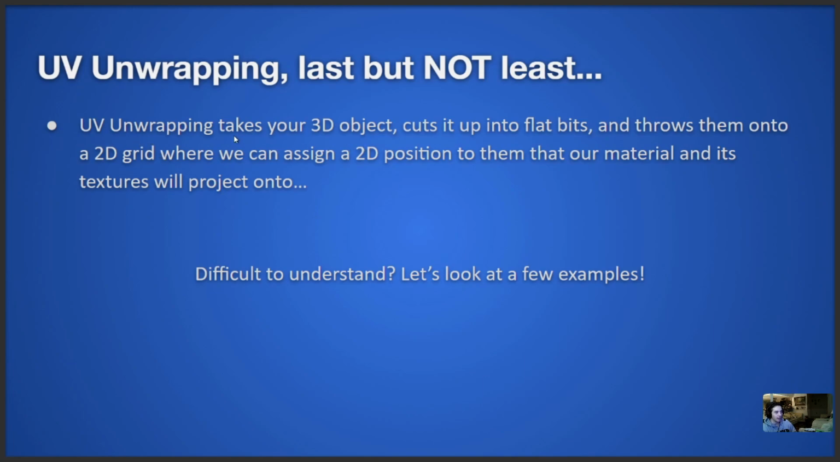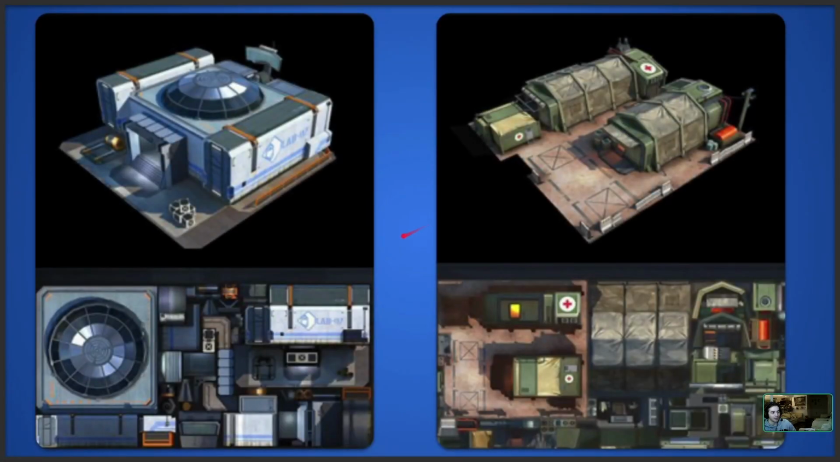UV unwrapping is a pretty annoying process, I'd say, especially if it's a complicated model, and it involves cutting up your 3D object into flat bits and then throwing them onto a 2D grid where we can assign a 2D position to them that our material and its textures will project onto. That's a little difficult to visualize and understand. So let's look at a few examples.